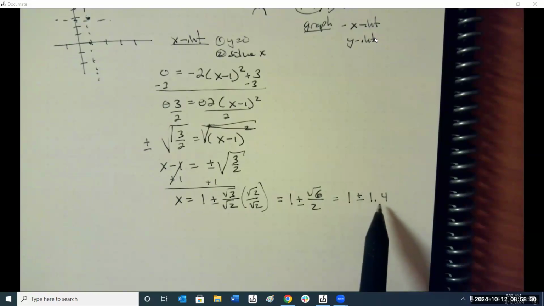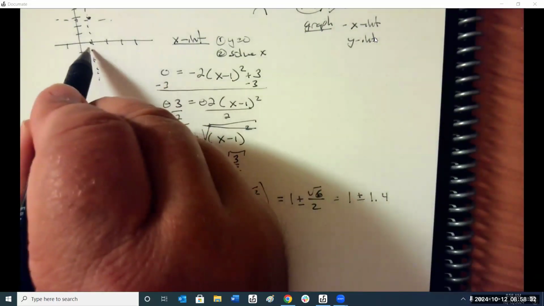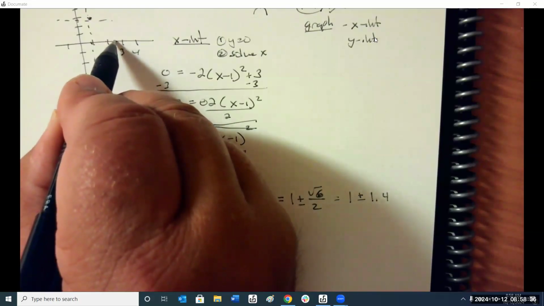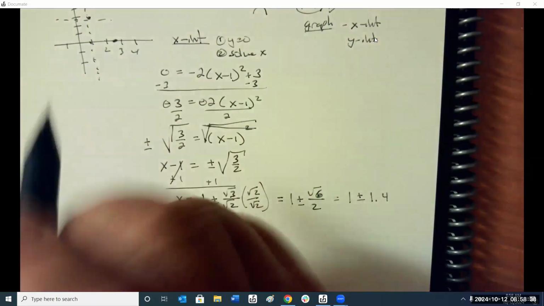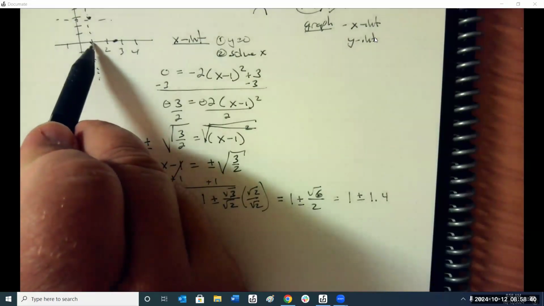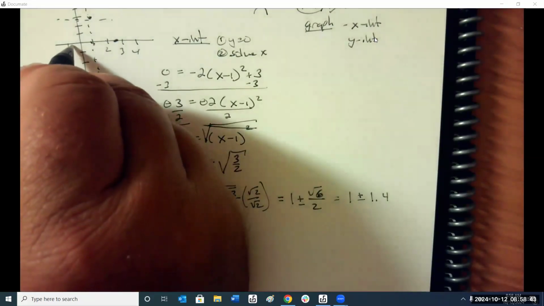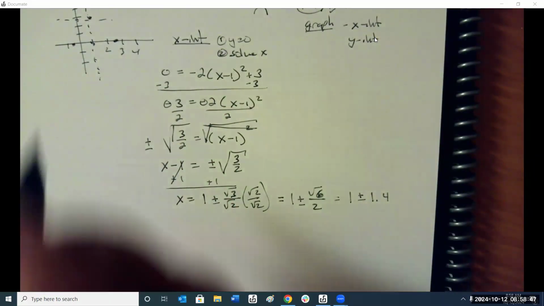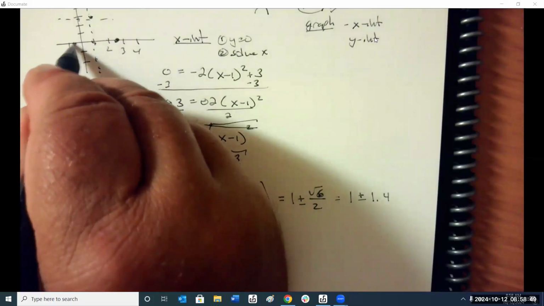So 1 plus or minus 1.4: 1 plus 1.4, and 1 minus 1.4, so it's minus 0.4. So those are my x-intercepts.